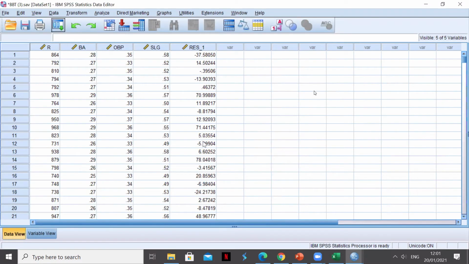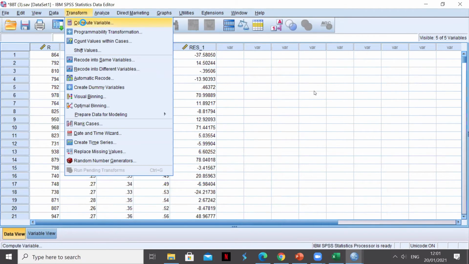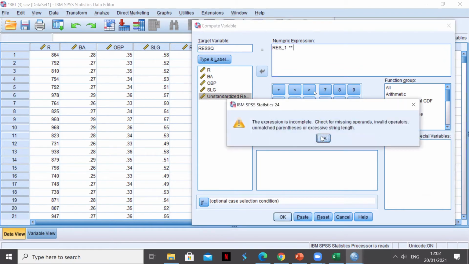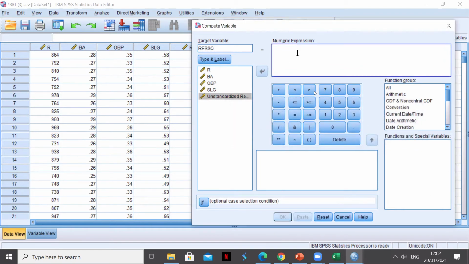Here are our residuals. But like I said, you have to square them, because otherwise they cancel out. So I call it res squared or something. You put it on your unstandardized residuals, you multiply it with itself, or you can also do it with the double asterisk. It also works. Oh, it doesn't work well.